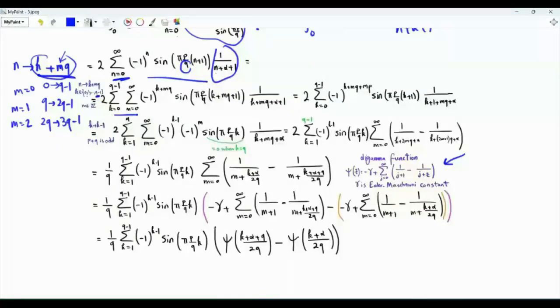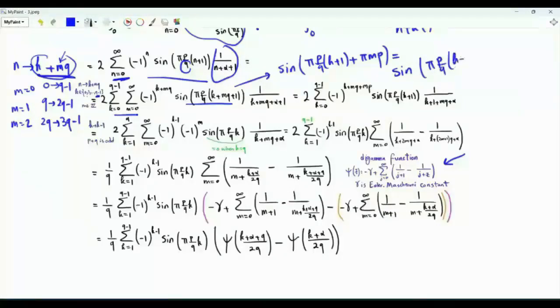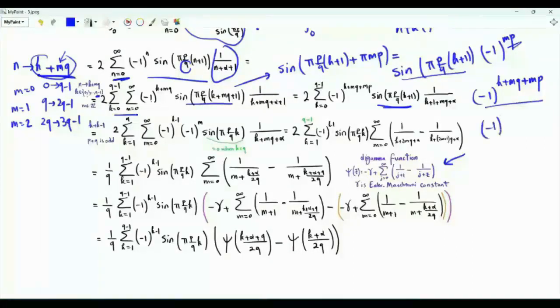Every appearance of n is replaced by k plus mq. When we do this, we get the sine of pi p over q times k plus 1 plus pi mp. This is the sine of pi p over q times k plus 1 times minus 1 to the power mp. We have minus 1 to the k plus mq. Now we have plus mp. This is minus 1 to the k times minus 1 to the p plus q, all to the power m. In our integral of interest, p and q have opposite parity. Their sum is odd, so this is minus 1. This term here is minus 1 to the power k plus m.